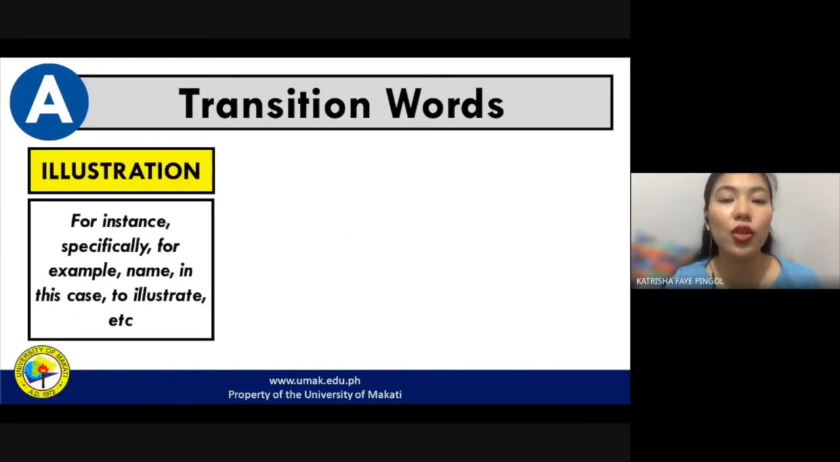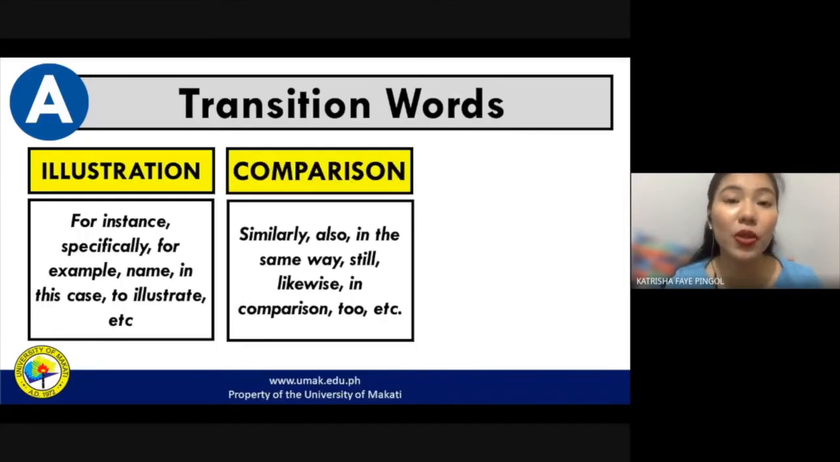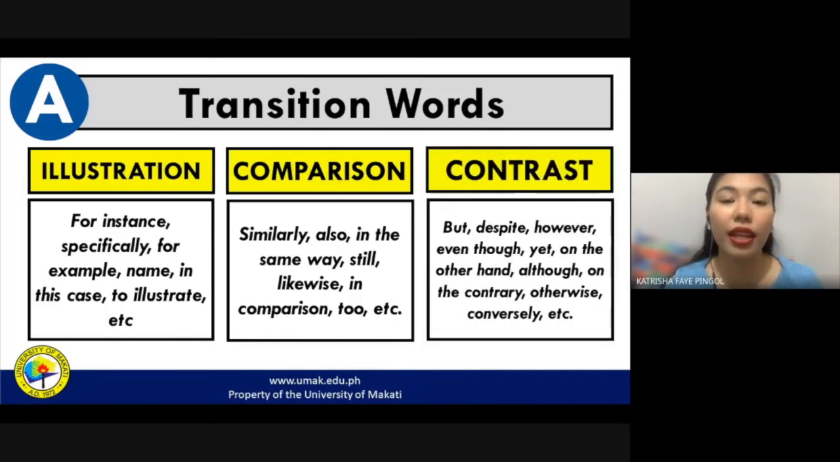And there are also words that we can use for illustration. When we say illustration, you are simply giving examples, exemplifying the idea. You can also use words that actually compare, okay? And then, of course, when you compare, you're not only giving the similarities, you can also give out the differences. So, by contrast, in contrast, you can also use these particular transition words.